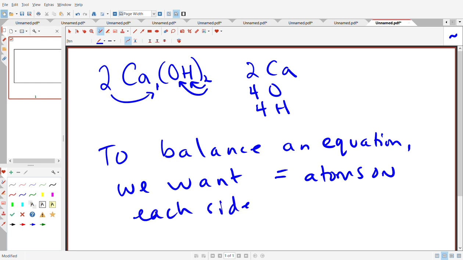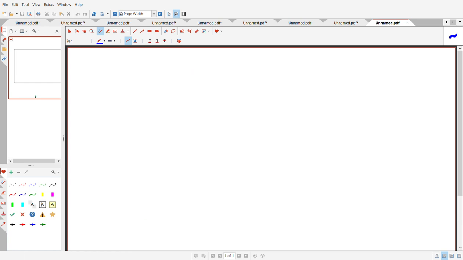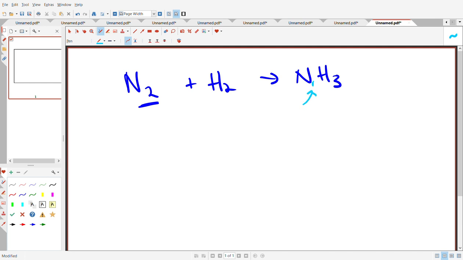So I'm going to start with N2 plus H2 yields NH3. So I'm going to start with N. There's 2 times 1 here, so we have 2 N's on that side. And I have 1 N here. So I have to put a 2, and I can't just shove a 2 down there because this is a compound. It's 2 elements in a fixed ratio. You can't just change the subscript.